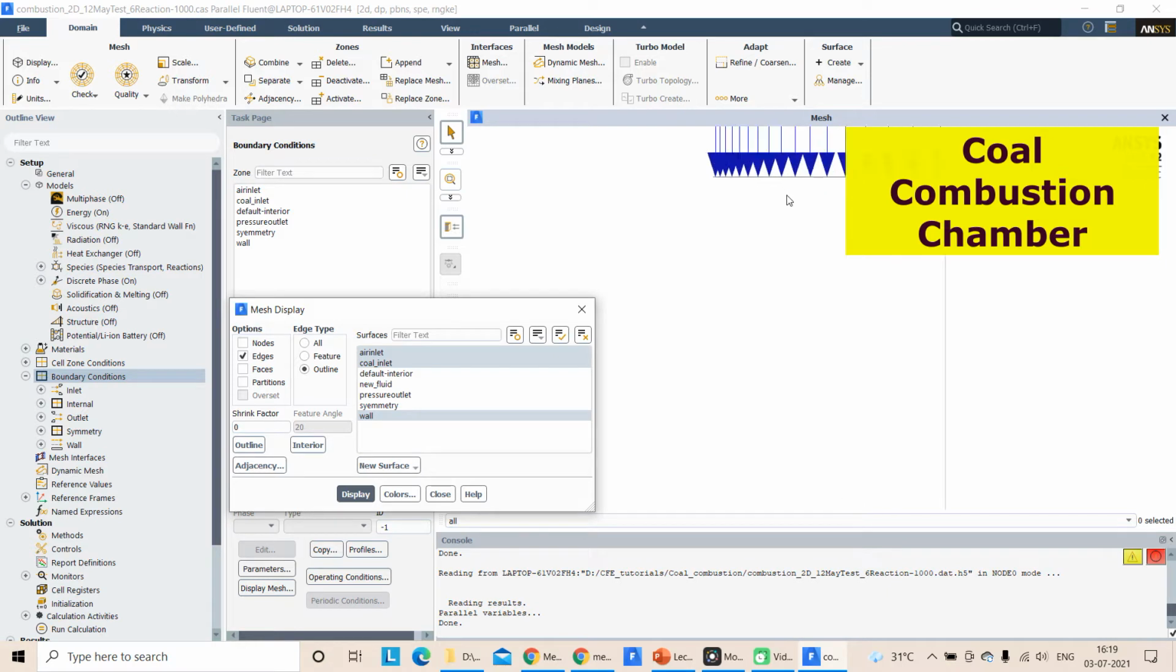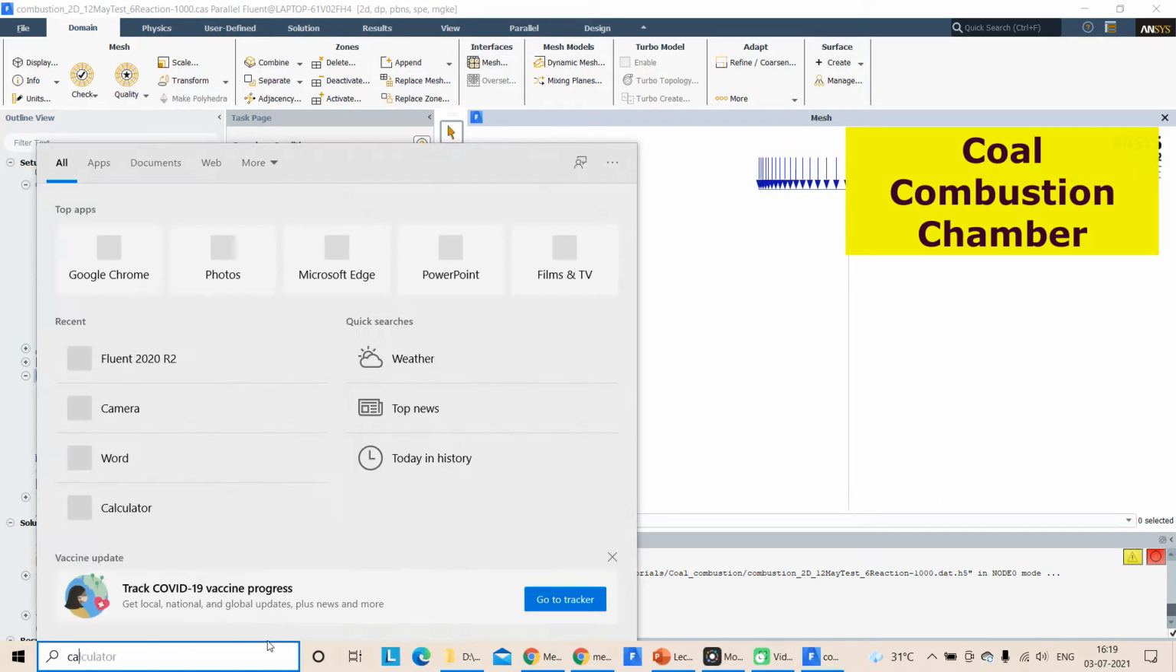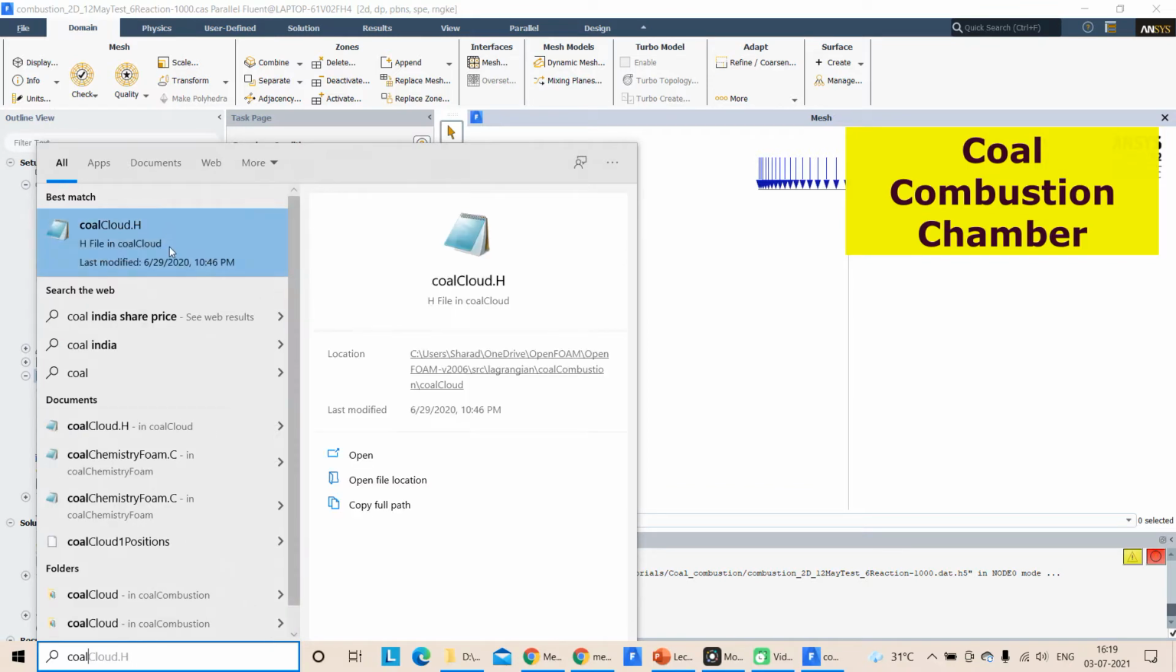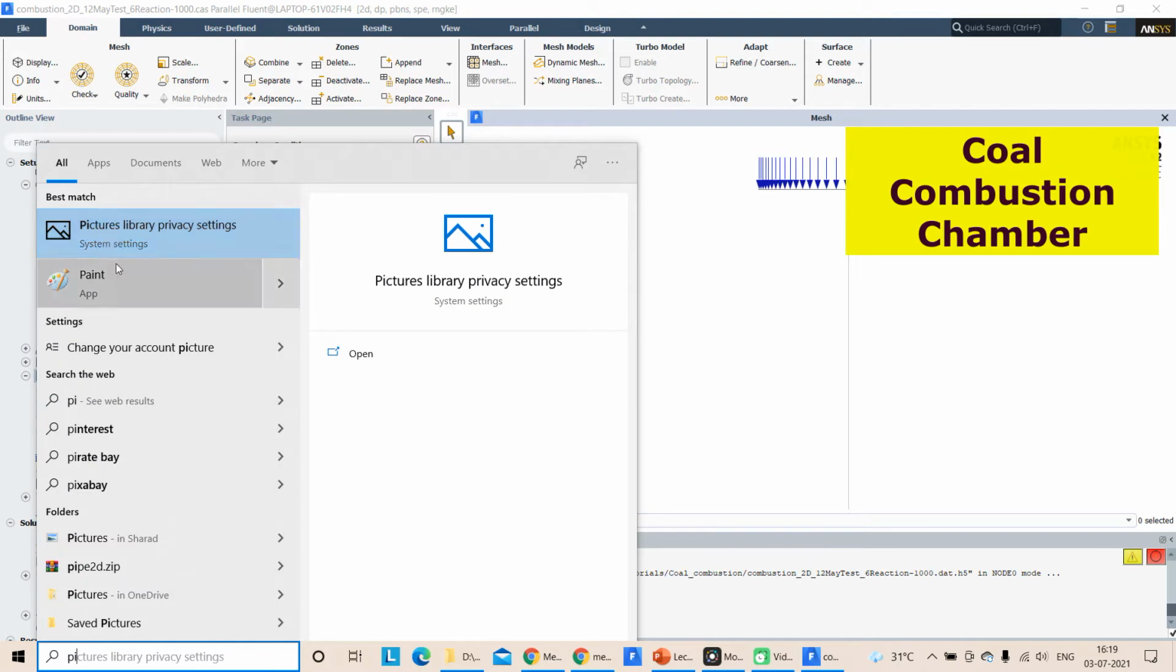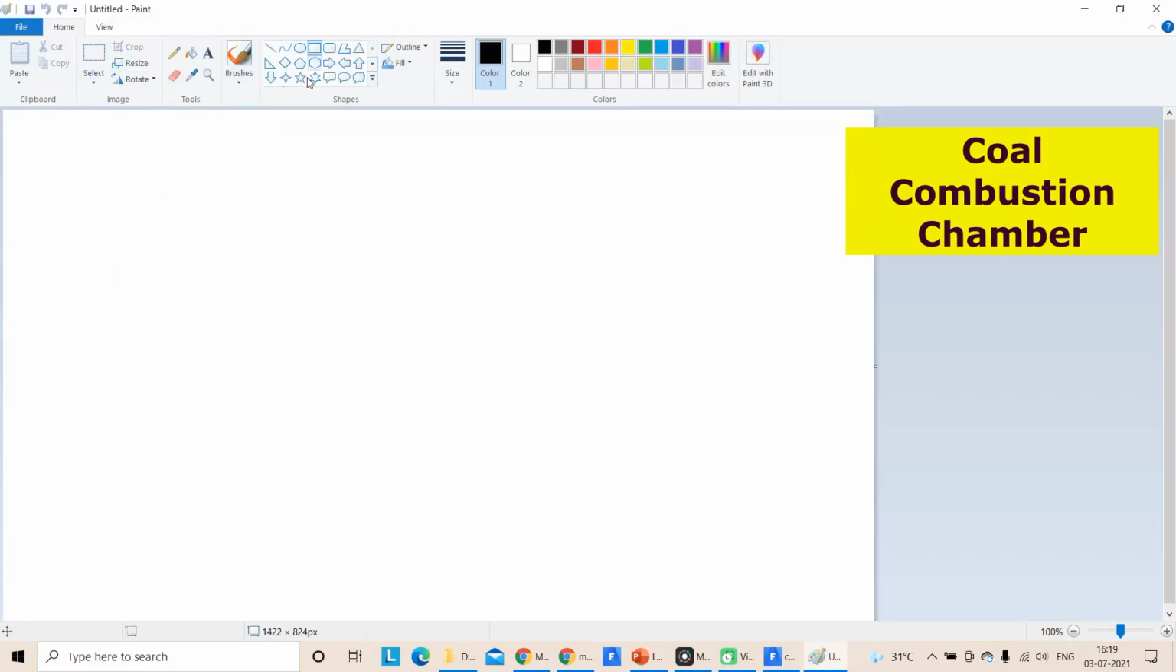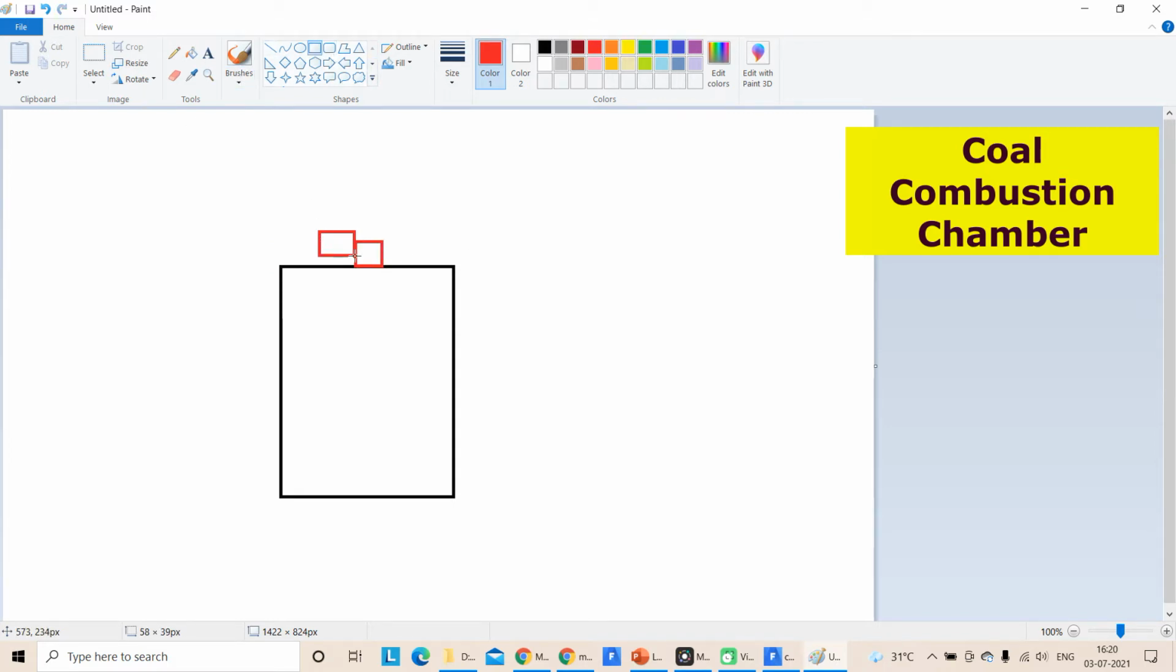This is a coal. Coal is here. This geometry is like, just I will open in Paint. And this is a combustion chamber. This is the combustion chamber and fuel is supplied at the centre, and here is supplied at the outlet. This is the annular combustion chamber, and fuel is supplied at the centre.